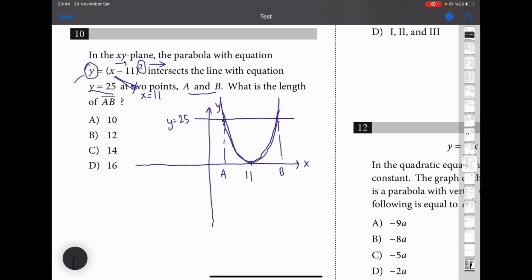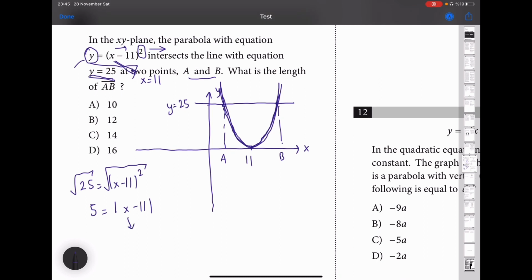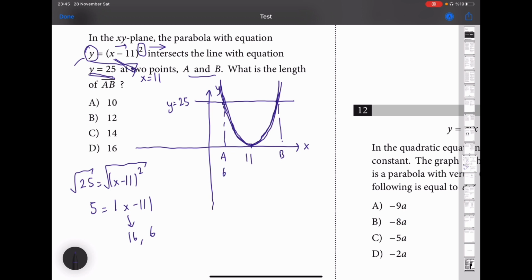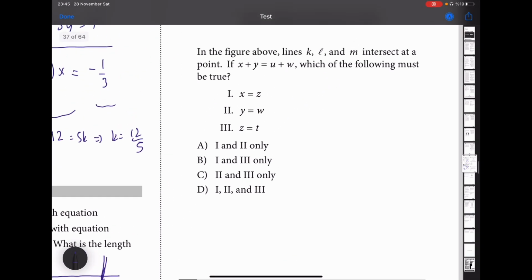If you check, these points satisfy both this equation and this equation. So if we equate these equations, we will find the result, right? 25 equals (x minus 11) squared. When we take the square root of both sides, we obtain 5 equals the absolute value of x minus 11. So one solution is 16, one solution is 6, right? Yes. So the distance between 6 and 16 is 10. Let's continue.